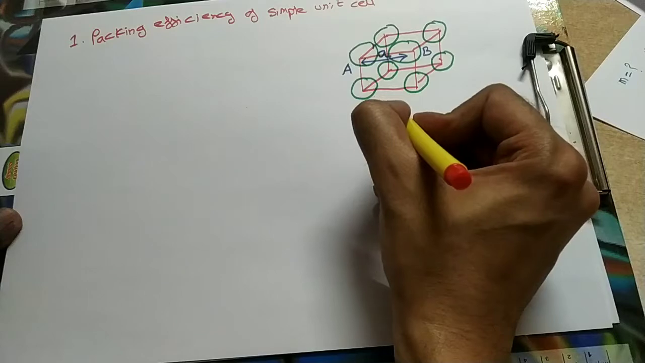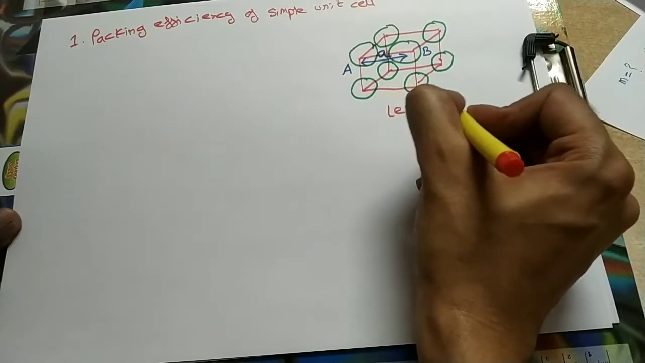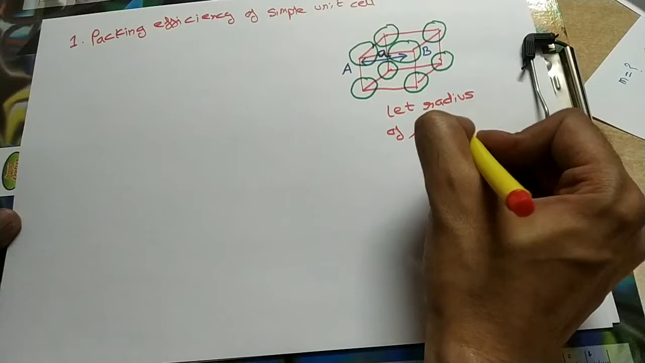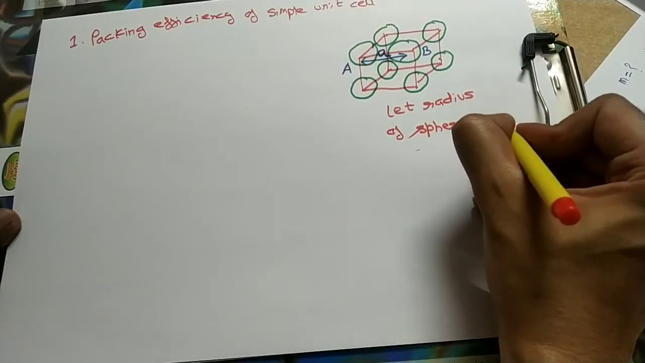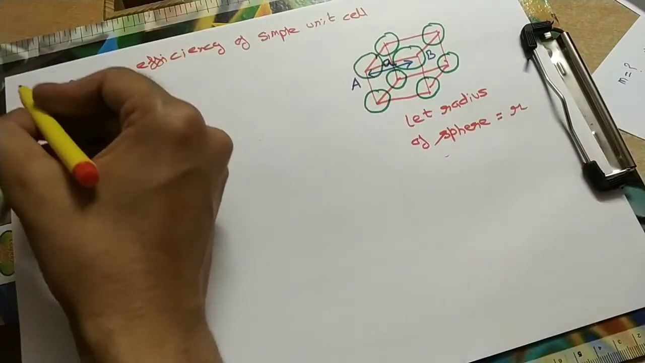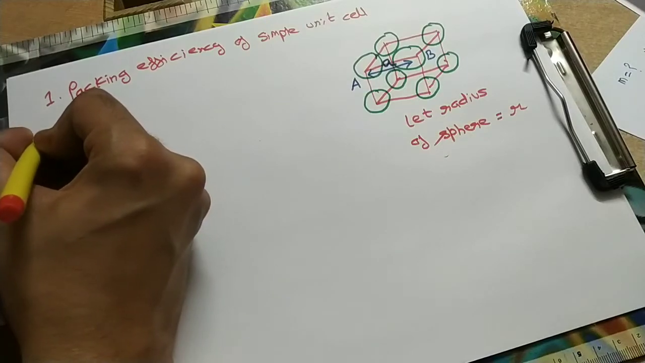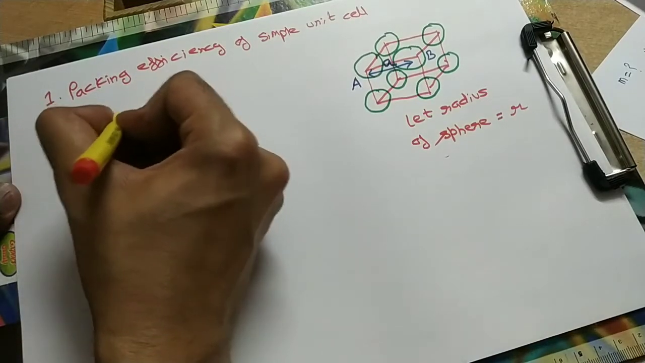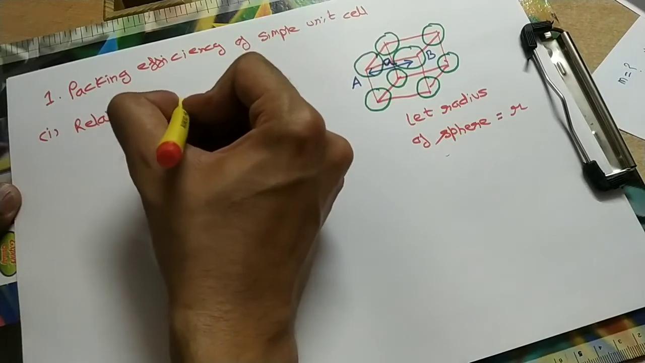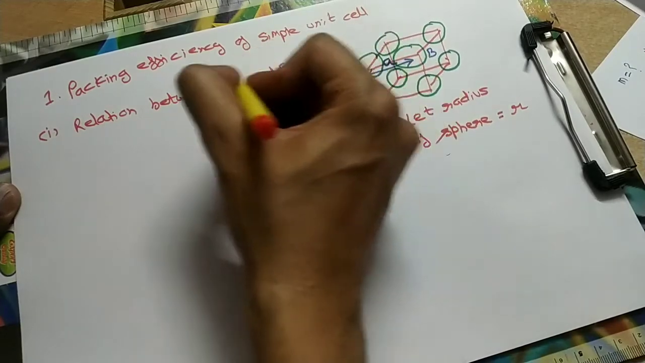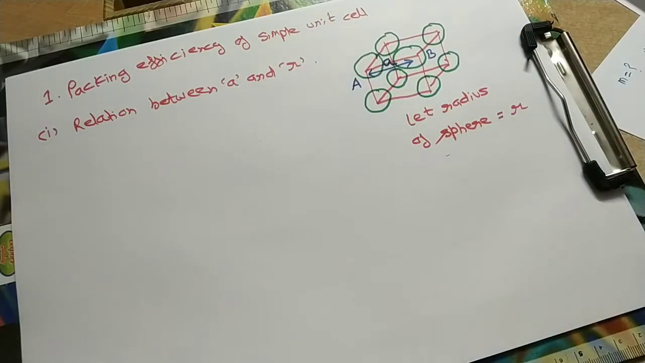Let radius of sphere be r. Edge length is a and radius of the sphere is r. मैं इस डेरिवेशन को कुछ सब पार्ट्स में डिवाइड करूंगा. फर्स्ट इज रिलेशन बिटवीन a and r, radius and edge length.